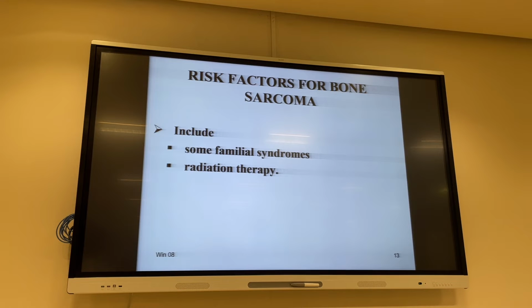Now, some of the risk factors for bone sarcoma: some familial syndromes. Li-Fraumeni syndrome, for example, is a familial syndrome that is associated with bone tumors. What is the mutation of Li-Fraumeni? P53, the guardian of the genome. Do you expect only bone tumors to happen in those patients? No, everything, right? And this is a very favorite exam question on the USMLE.